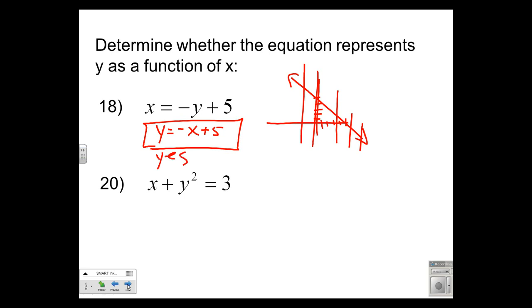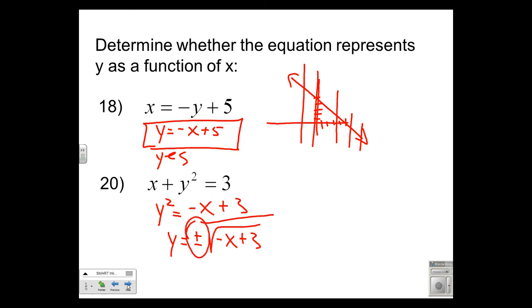Number 20, once again, here we have a sideways parabola due to the y squared. Or solving this for y, we would get y squared equals negative x plus 3, or y equals plus or minus square root of negative x plus 3. Therefore, nope, not this one.